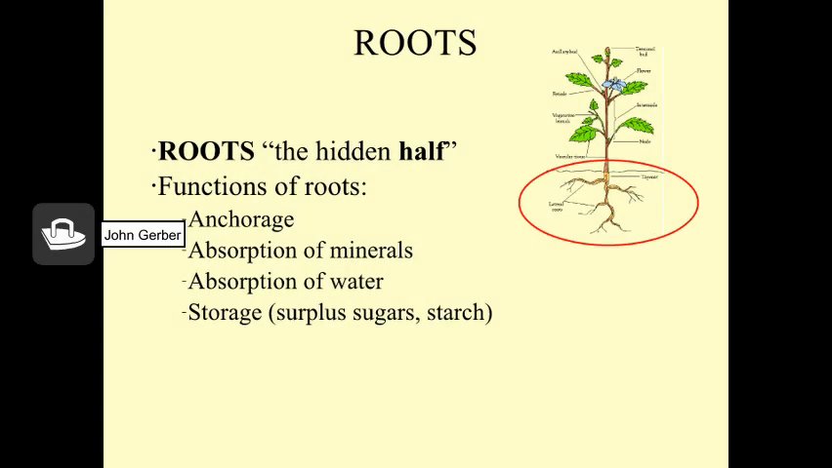Well, we like to call roots the hidden half, but it's not quite half. Early in the plant's life, there's generally more of a plant's biomass underground. Later in life, the above ground portion may be larger, depending on if the plant's an annual or a perennial. But roots make up about half of the plant. That's the half we don't see. And here are the functions again. Remember, that's a test question.